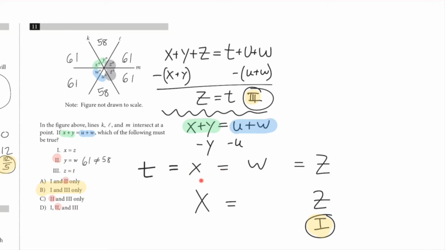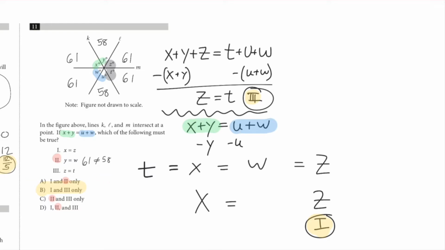That's not here, but I did know that x is equal to t. These are vertical angles, and w is equal to z. Those are also vertical angles. And so, wait a minute. I mean, x is equal to w. We got that. And by vertical angles, it's also equal to z. So x equals z. That's statement number 1. That doesn't help us. It eliminates c, and so we've got also a eliminated.